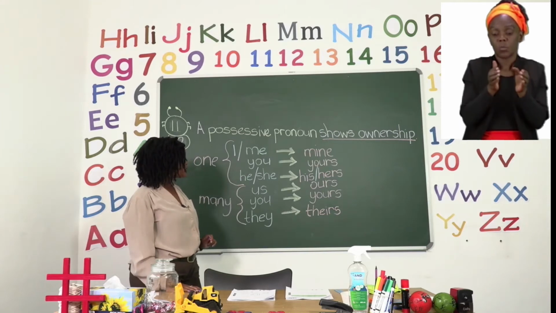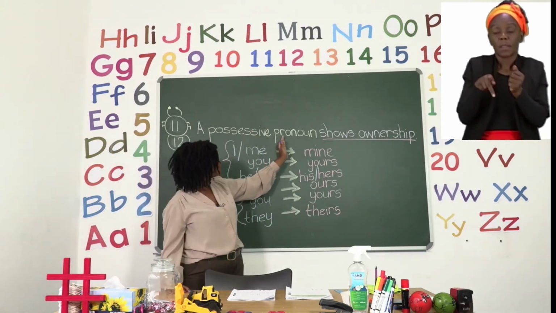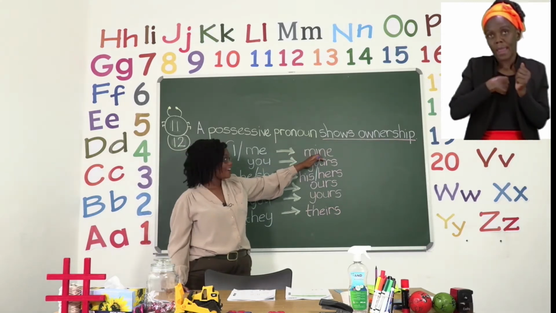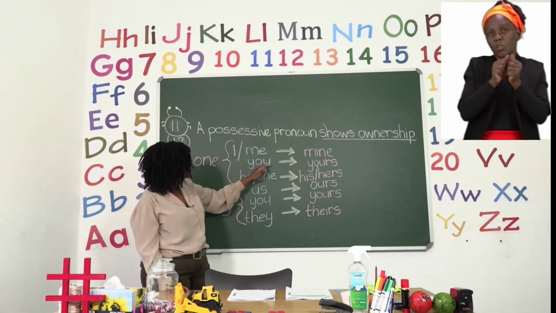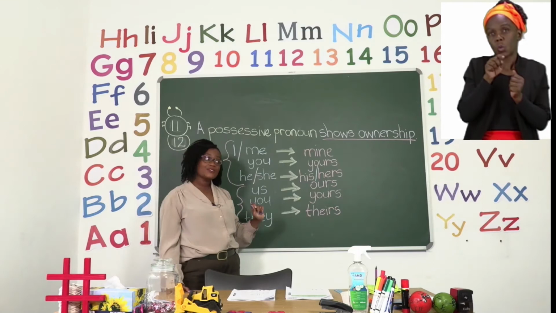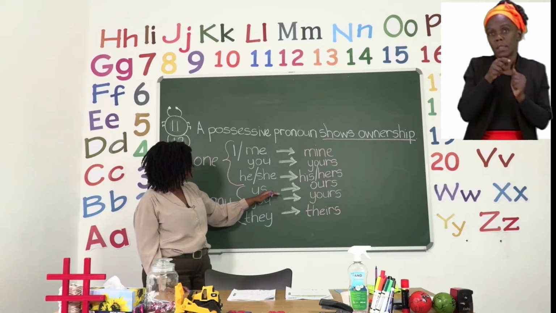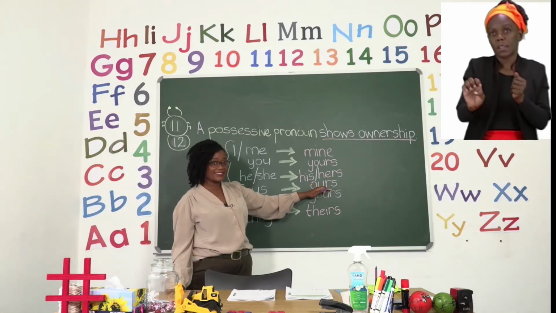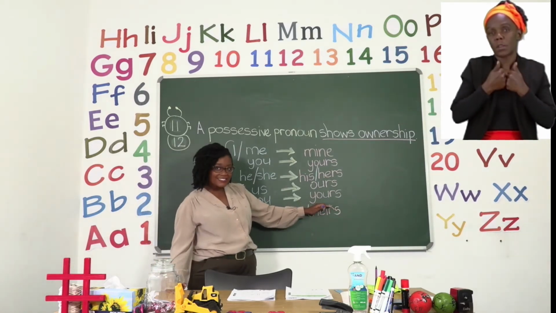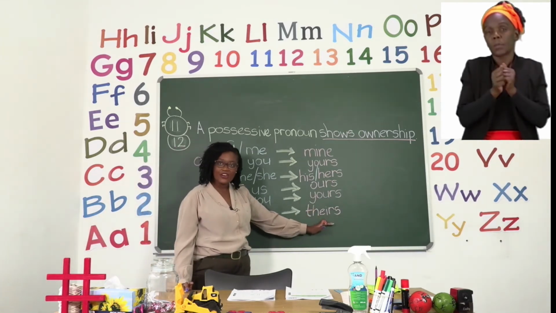Now let us continue. If we were to change these pronouns into possessive pronouns, that means I and me will change to mine. And then you will change to yours. He and she will change to his and hers. And then us will change to ours. Then we have you changing to yours. And lastly, we have they changing to theirs.